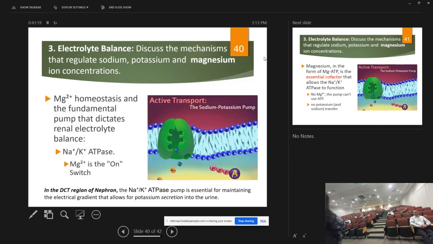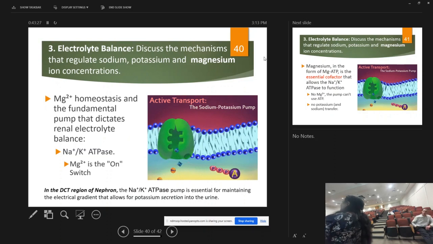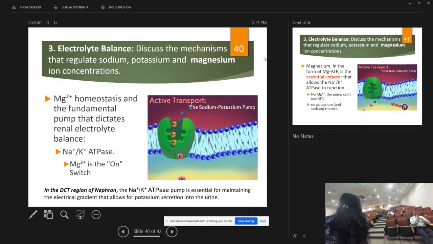Magnesium, exactly. So this sodium potassium pump will work only when magnesium is there, because magnesium acts as a switch. It's a cofactor for this pump to open and close. And because magnesium binds to ATP, if the magnesium is not available, then this pump will not open.